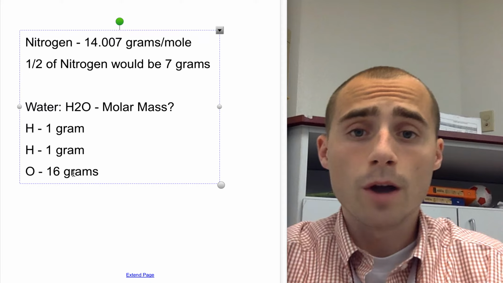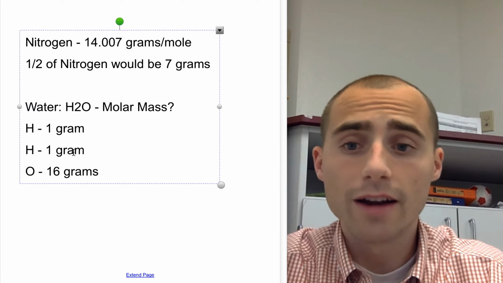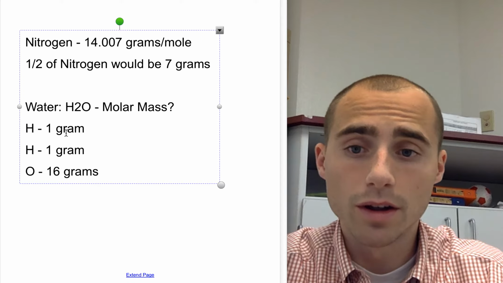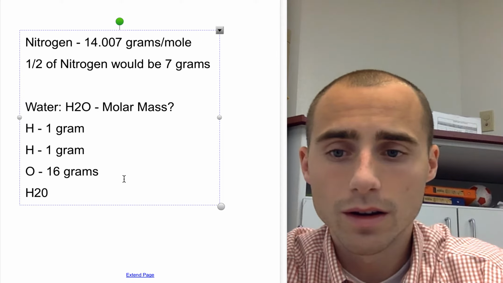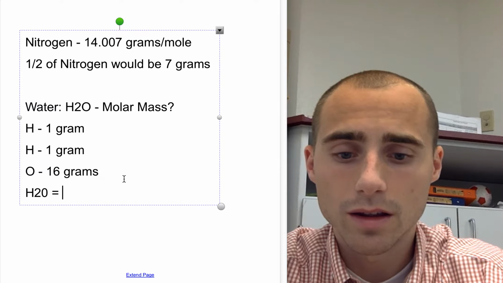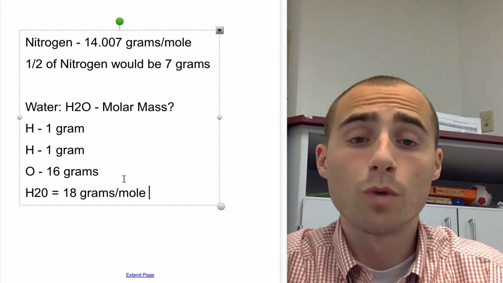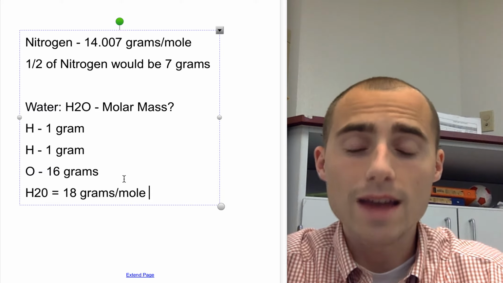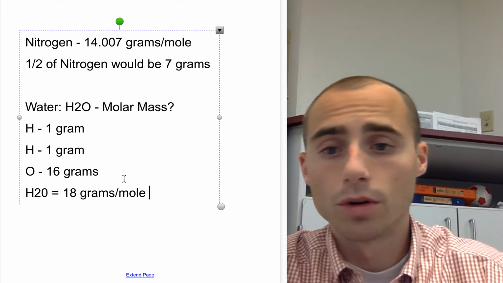So now, all we have to do to calculate the overall molar mass for the entire compound of water is add 1 plus 1 plus 16. So H2O, its molar mass is 18 grams per mole. So if we had 1 mole of water, you have 18 grams of water. So that is molar mass.